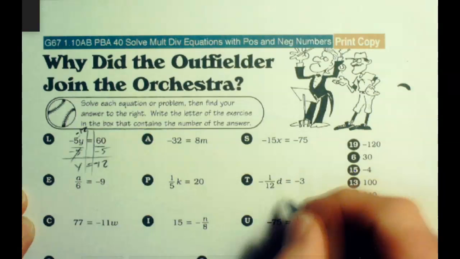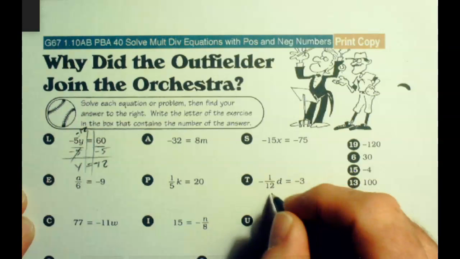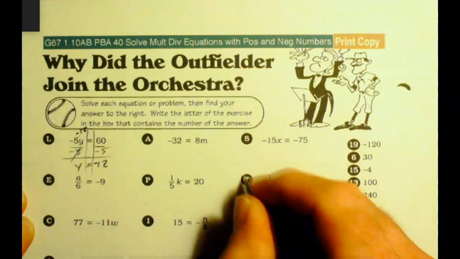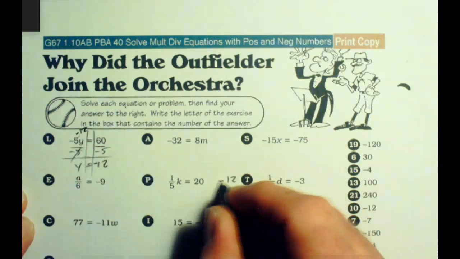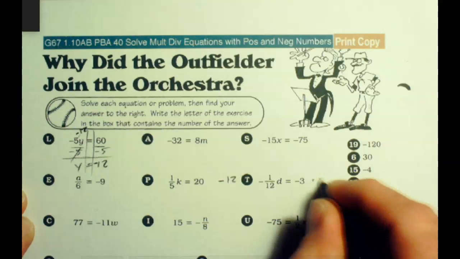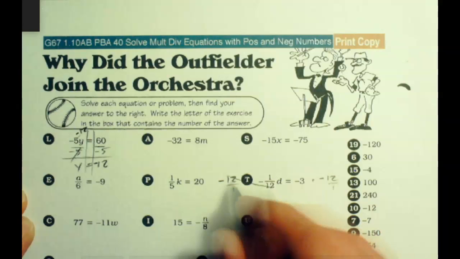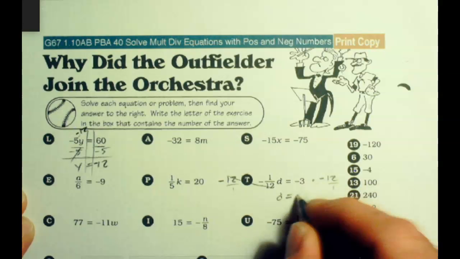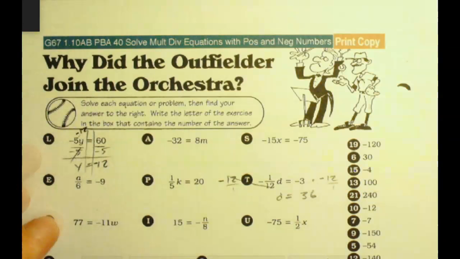Let's take a look at this one down here. Now this is a little more interesting because now you've got a -1/12 d. So what I'm going to do here is cross this out and multiply by -12 on this side, and I'll multiply by -12 on this side too. If you want to think about it as 12 over 1, you can. But these 12s cross off, you've got two negatives, so that's going to make this a positive, d equals 36. And it's a negative times a negative, so that is a positive 36.